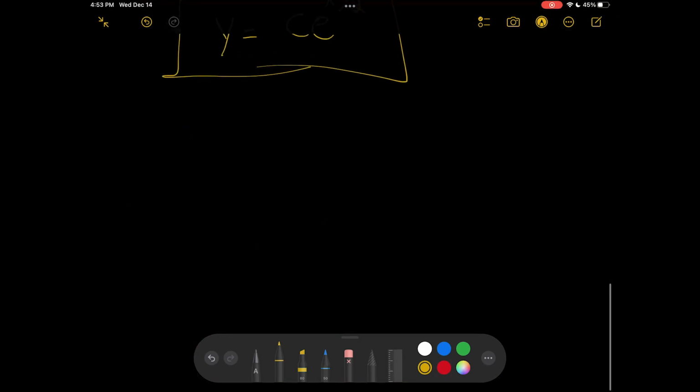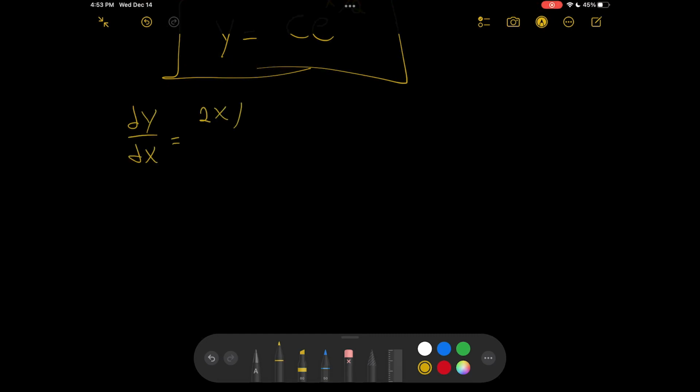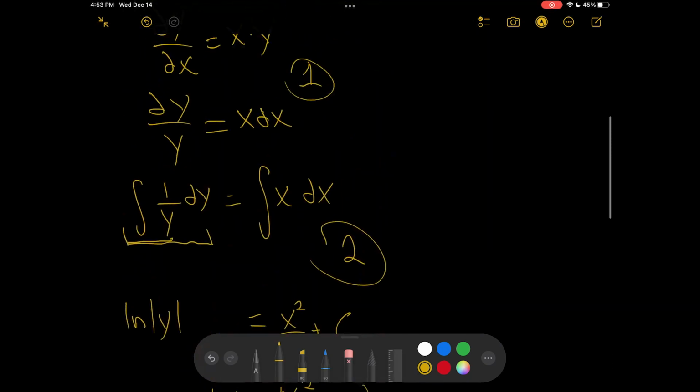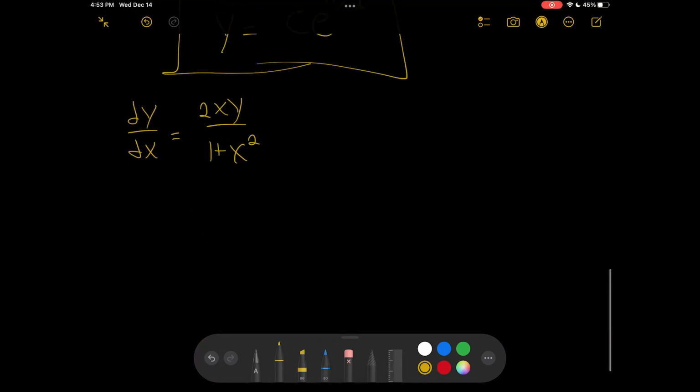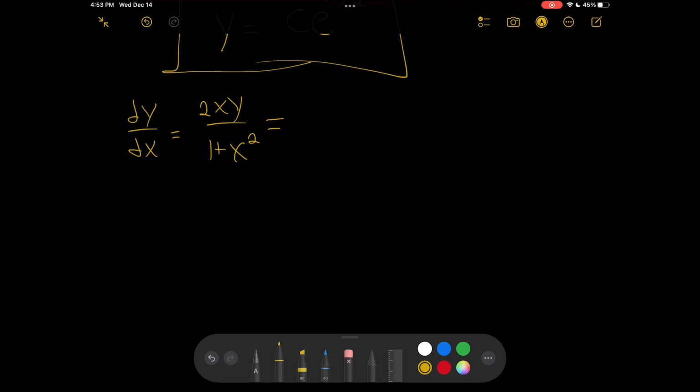So now let's do another example. So we have dy dx is equal to 2xy over 1 plus x squared. So let's see if this fits our general form of our equation. So we have a function of x times a function of y. Let's see if we can separate this into two functions here. So we have a function of y right there, and then the rest of it will be our function of x.